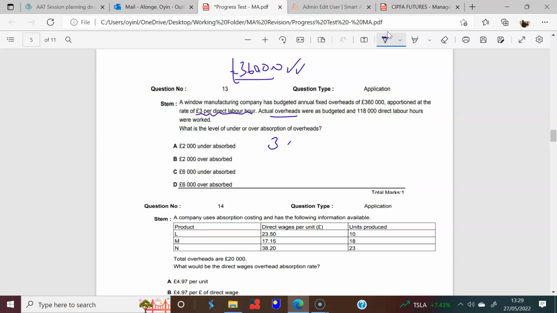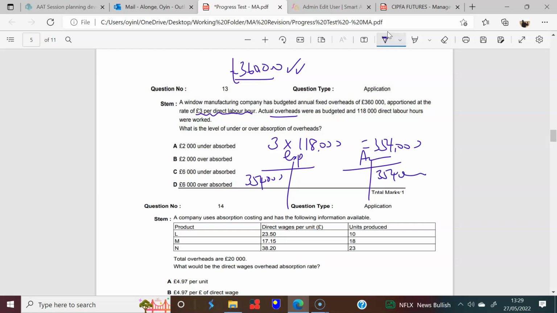Because this person is putting £3 for every hour that happens, when 118,000 hours happen, they would have put in 3 times 118,000, which is 354,000. So currently your accounts would look like this. You would have the expense and you would have the accruals, 354,000 and 354,000. But we are told the actual overheads in the end are 360, which means you need to put through another 6,000. Currently your accounts are under absorbed for costs, so you need to put through some more costs. So the answer here is C, because you are currently 6,000 under absorbed and you need to put more in. That's how we deal with question 13.